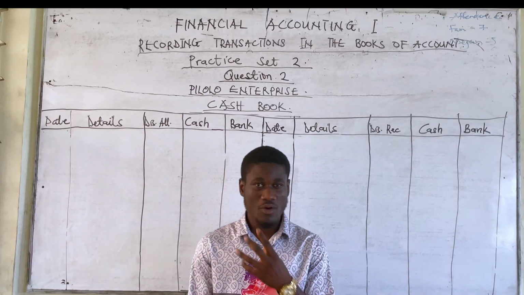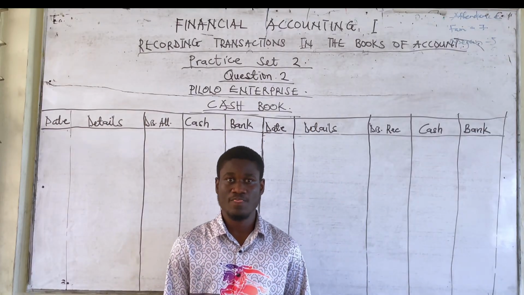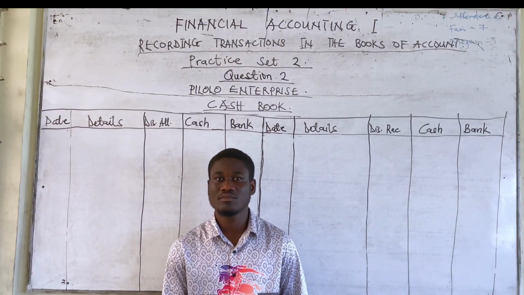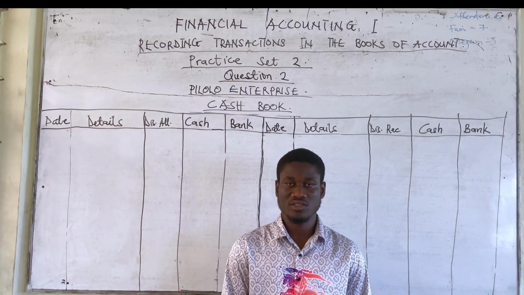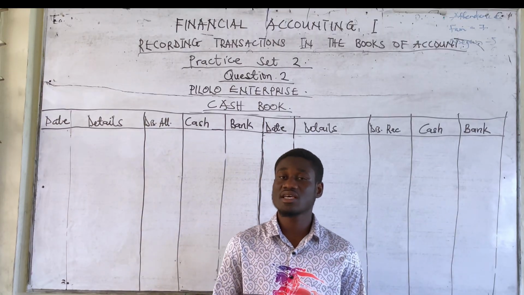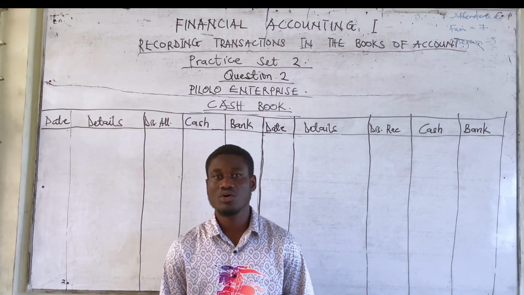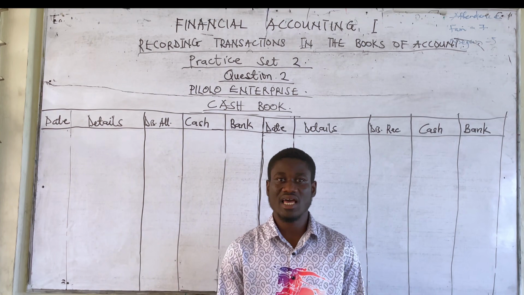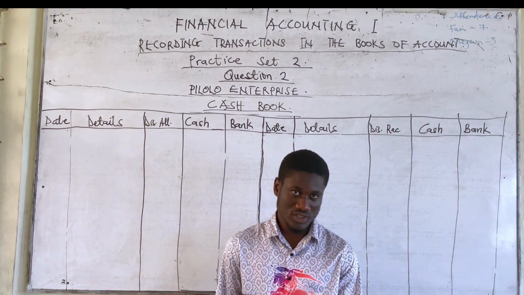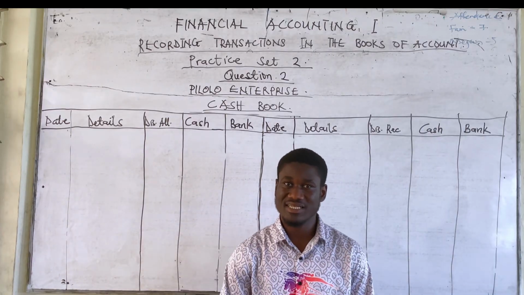You know that the sales journal is going to record every credit sale in this question. The purchases journal is going to record every credit purchase in this question. You get it? And the returns inwards journal is going to record every return inwards in this question, and also the returns outwards journal is going to record every return outwards in this question. Then the cash book is going to focus on the cash and bank transactions in this question.